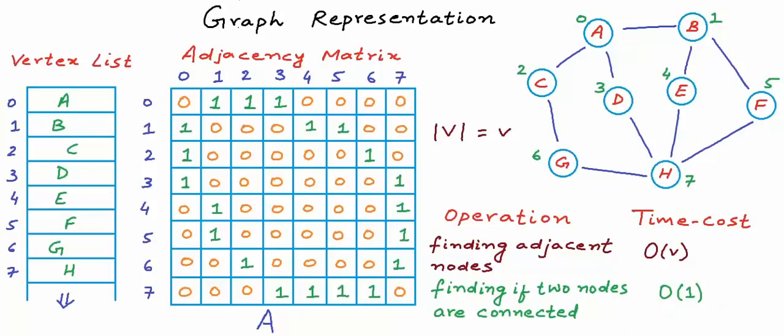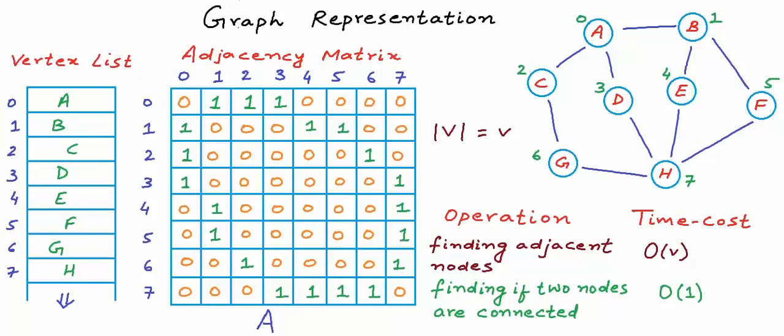Okay, so as you can see, with adjacency matrix representation, our time cost of some of the most frequently performed operations is in order of the number of vertices and not in order of the number of edges, which can be as high as the square of the number of vertices.